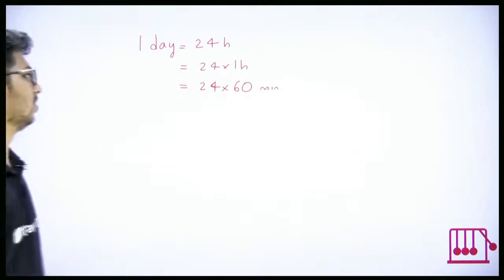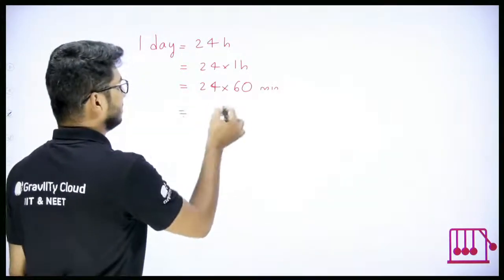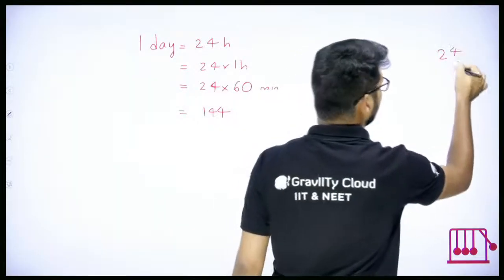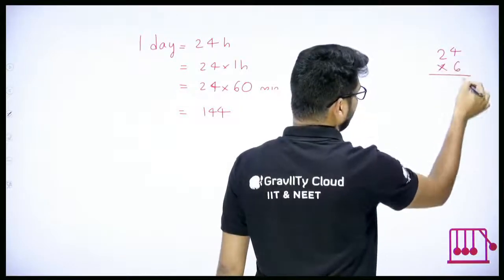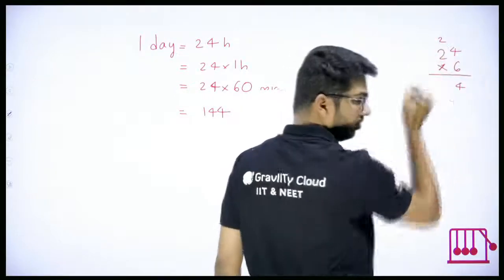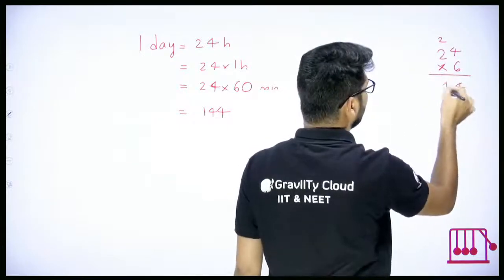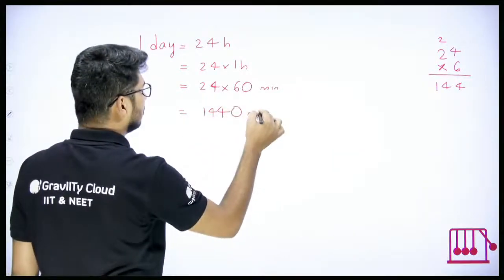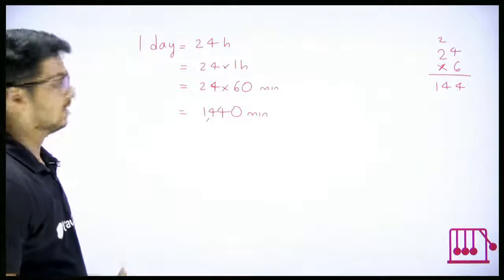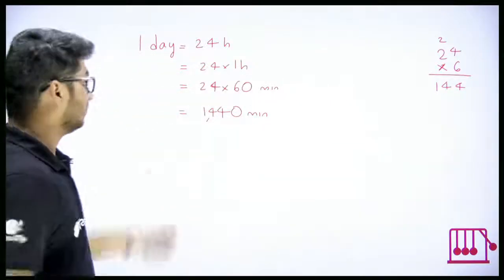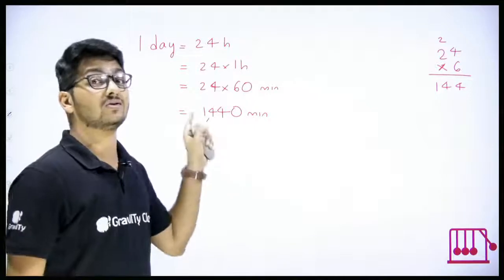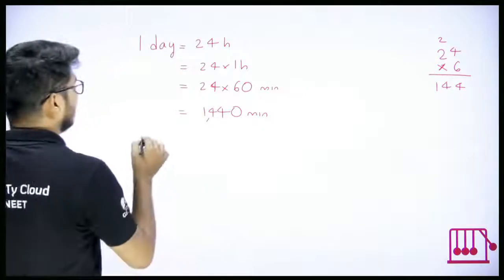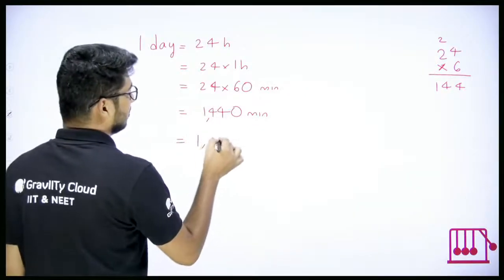1 hour is 60 minutes, so 24 into 60. How much is that going to be? 6 4 24, 144. You can do the calculation here, 24 into 6. We are multiplying them, 4 into 6, 24, 2 carry, 6 into 2, 12, 12 plus 2, 14, 144. So 144, we have a 0. So 1 day is equal to 24 hours and is also equal to 1440 minutes.